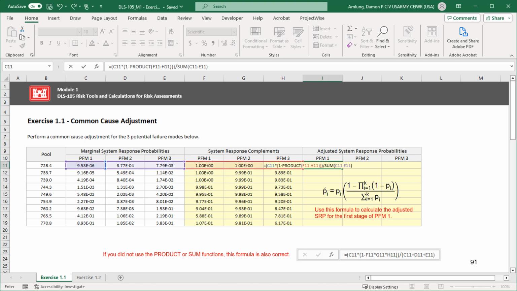Next, we are going to use the common cause adjustment formula to calculate the adjusted system response probabilities. We take the first system response probability, the one for PFM1 at pool 728.4. We multiply it by 1 minus the product of the complements for all failure modes at that pool, and then divide by the sum of all the potential failure mode marginal system response probabilities. You can see how much simpler the formula becomes once we have performed the intermediate step of calculating the complements. You can then use the product formula for the numerator. If you opted not to use the product or sum functions, the formula would be what you see in the bottom right.